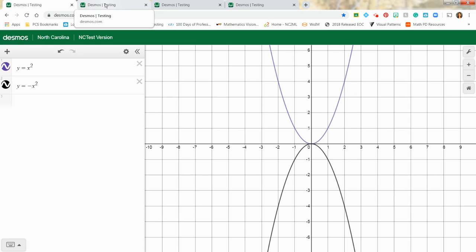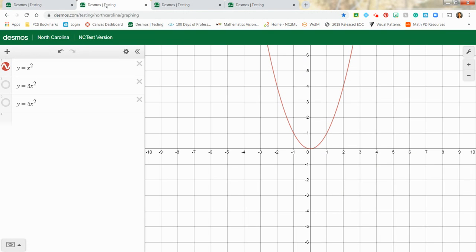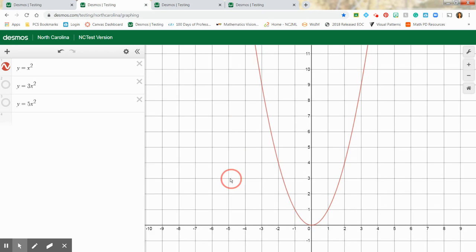It's a reflection. So here you'll notice I have transformations 1 and 2. So again, I'm starting with the same original parabola, the same parent function. So I'm going to compare what happens with 3x squared and with 5x squared.